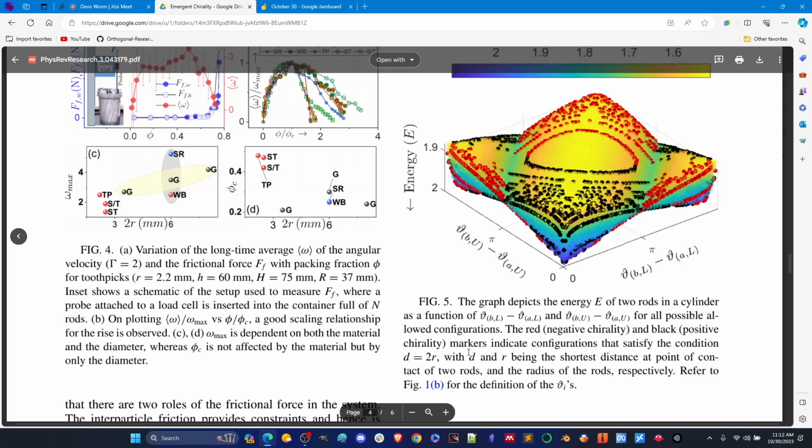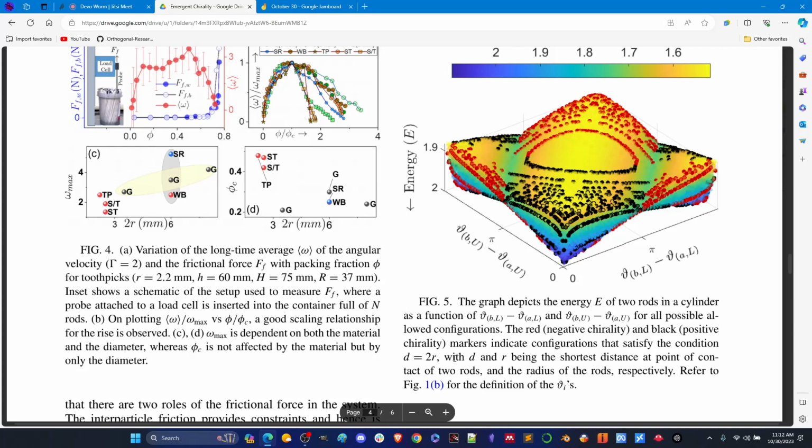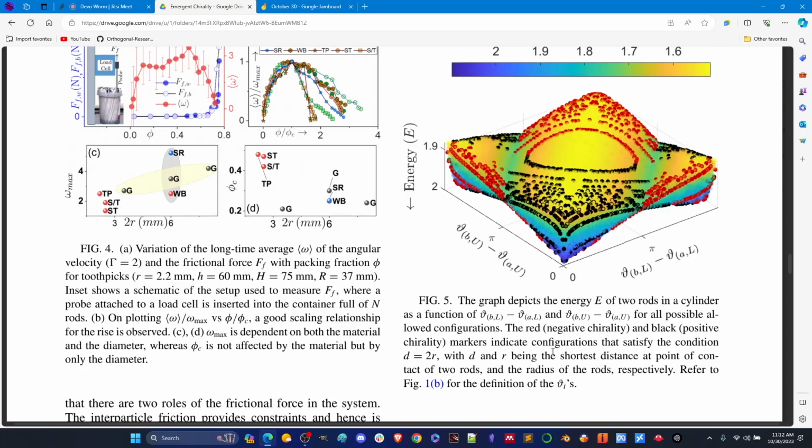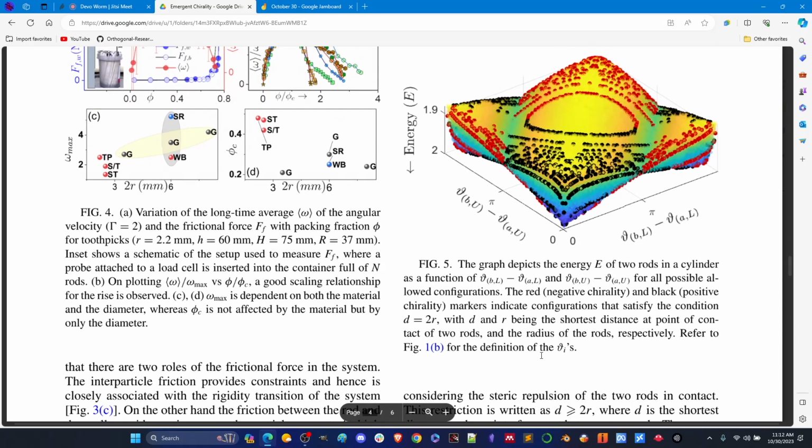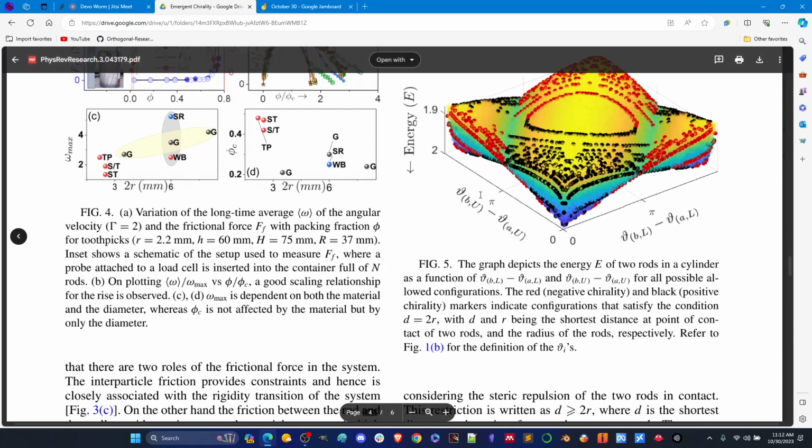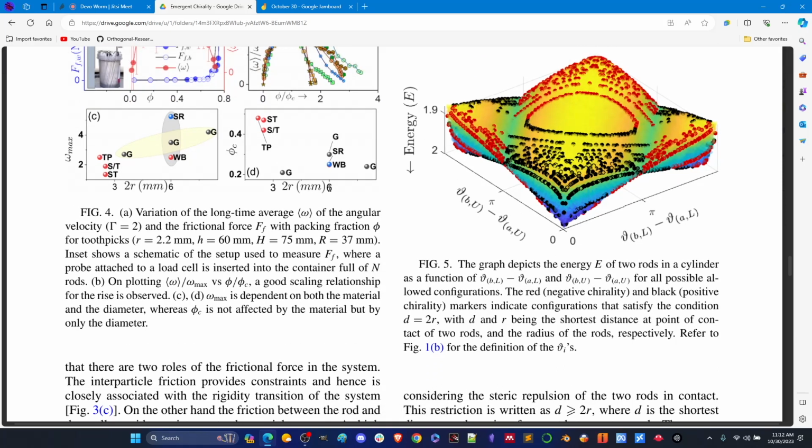So the contact of the two rods is equal to the radius, so it's basically the diameter of the rod. And so this is where, if you have more rods, you're exploring less of your configuration space. So this is a nice experiment that relates to some of the things we've been talking about with respect to configuration space and packings.